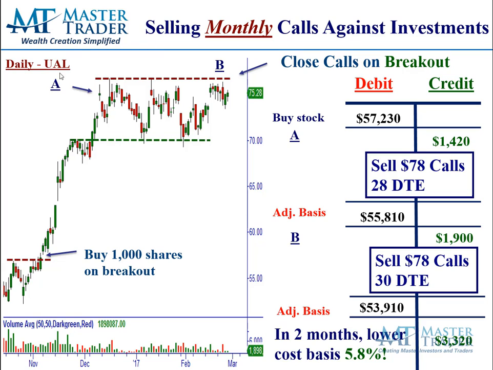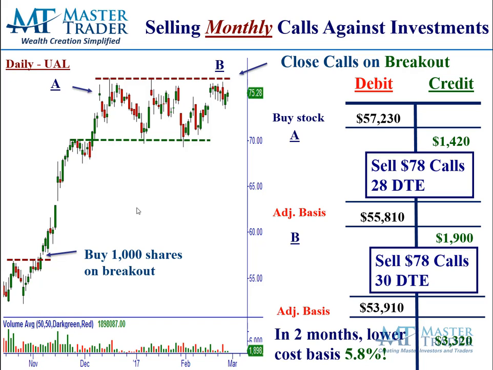So United Airlines, UAL, let's just assume you bought 1,000 shares here. In selling monthly covered calls, we simply wait for momentum to slow.